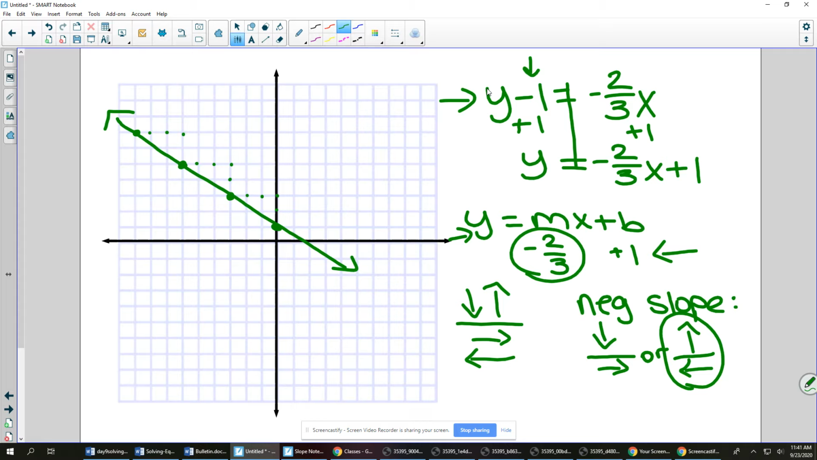I know that this is a negative slope because when I start to read it, I'm reading it from here and it is dropping down. So I know that I got it right because it's that negative. And I was able to do that without creating a data table.